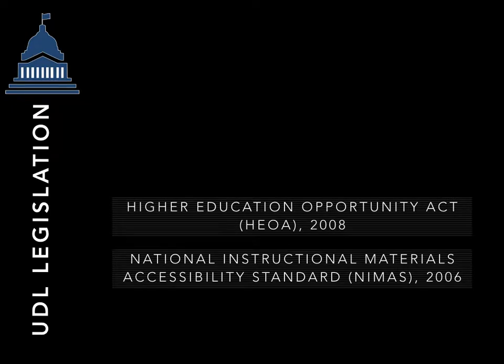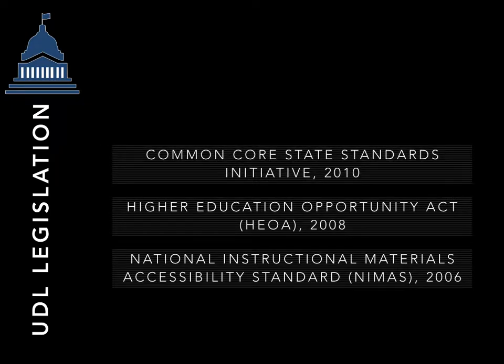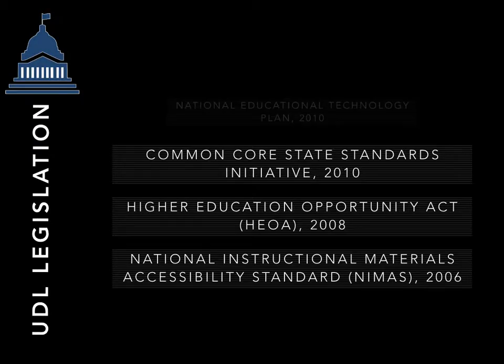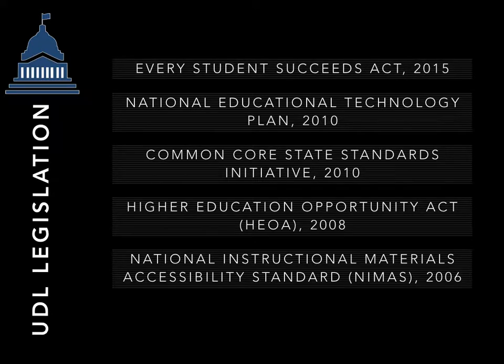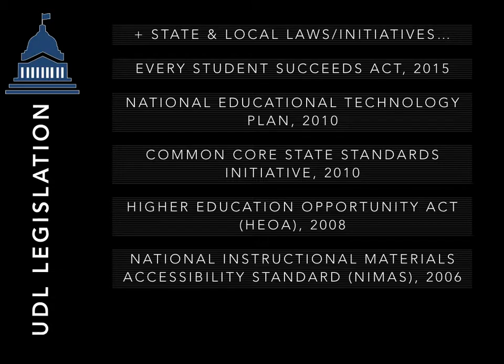Here in the United States, UDL legislation has really been heating up over the last 10 years. For example, UDL appears in the National Instructional Materials Accessibility Standards of 2006, the Higher Education Opportunity Act of 2008, the Common Core State Standards Initiative of 2010, the National Education Technology Plan, also of 2010, and it appears over 17 times in the Every Student Succeeds Act of 2015. This is to say nothing of the many state and local laws and initiatives around the country.